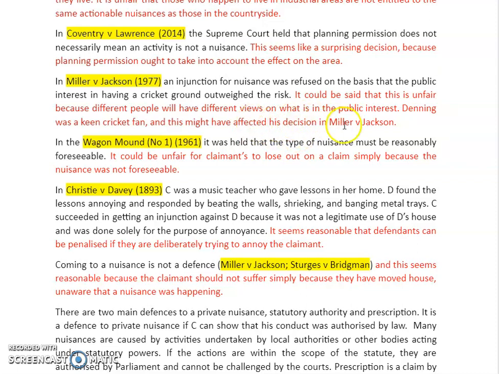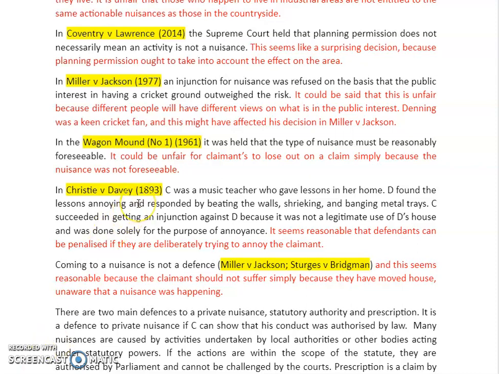And again, you could link that back to the question there by saying, arguably, are we balancing rights adequately? Is it coming down to the judge's own discretion and their own views? Arguably, it shouldn't be. That's not particularly democratic. We've then got the Wagon Mound, where it was held that the type of nuisance must be reasonably foreseeable, and that could be unfair for claimants to lose out on a claim simply because the nuisance wasn't foreseeable.